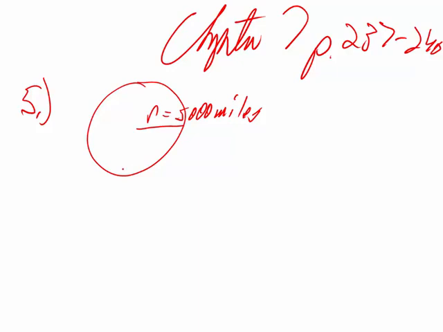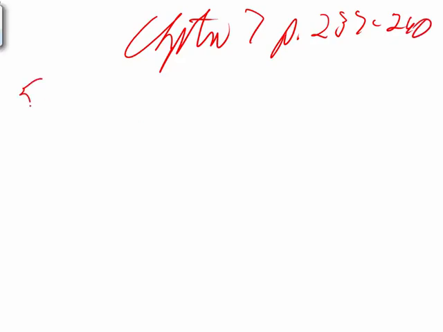Okay, so maybe I should have drawn it a little different than this. Let me do this. Let's redraw it. Okay, so here's the center. We're going to pretend that we're looking, no, let me do this. Chapter 7, pages 237 to 240. I'm sorry. Number 5. All right, I don't know if I can do a 3D Earth or not.